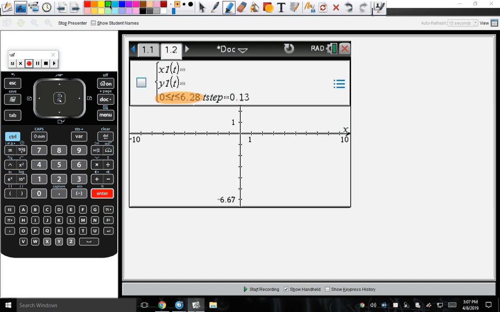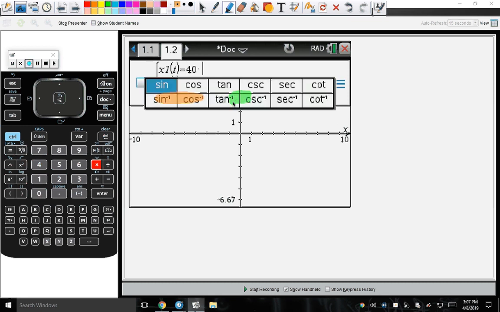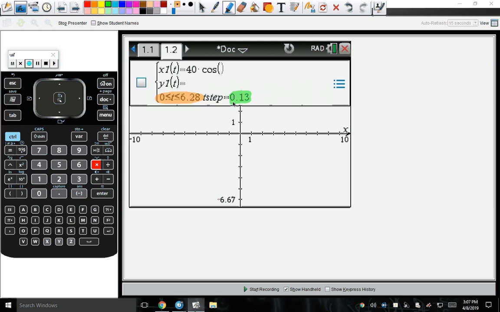Very important. I want you as a default to change this to 0.01, which we'll do in just a bit. But right now what I want you to do is enter those functions that we just got. 40 times the cosine of 30 degrees. Now, let's slow down. So right here, this needs to change to degree.